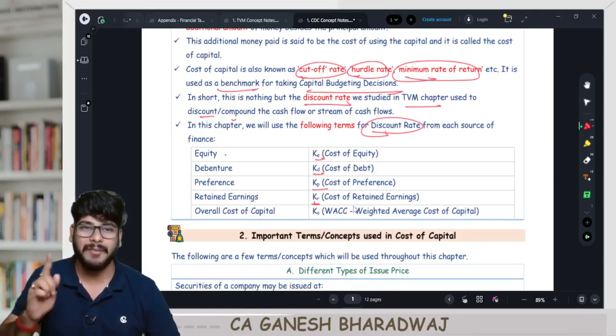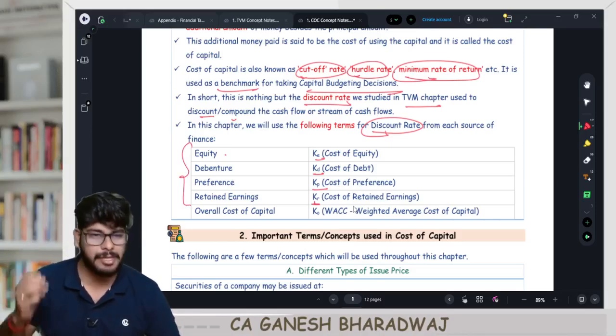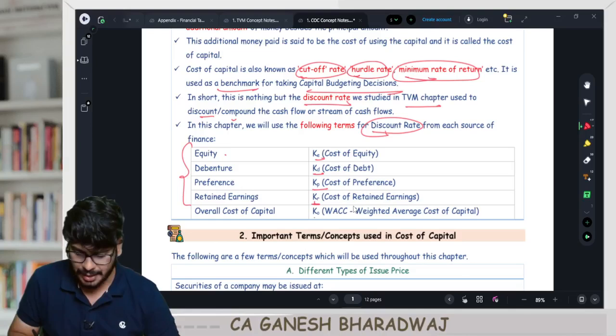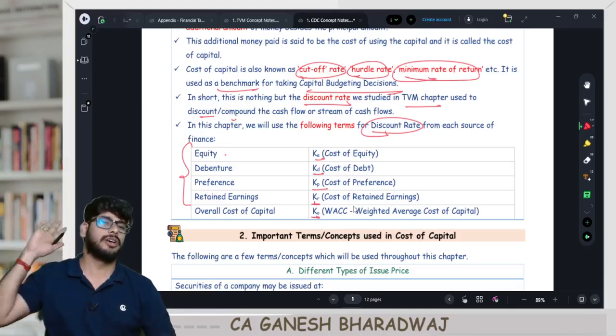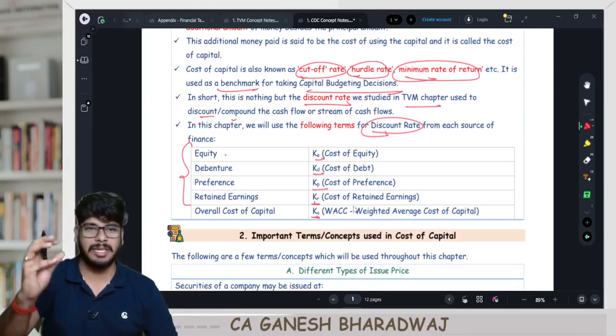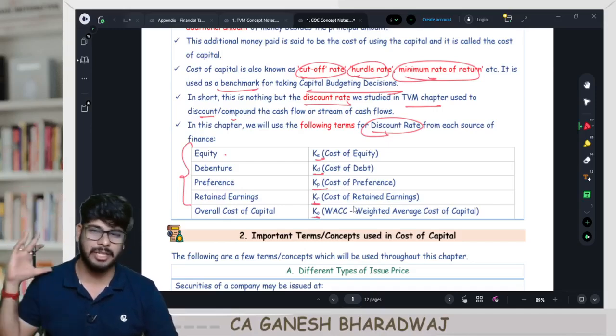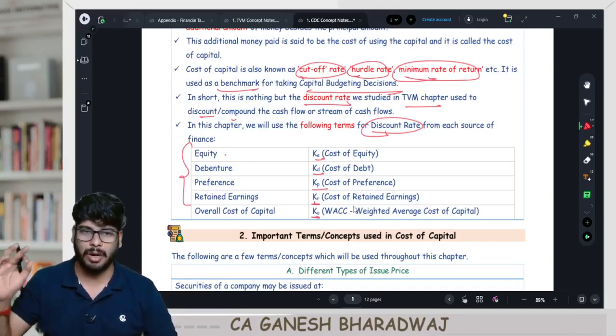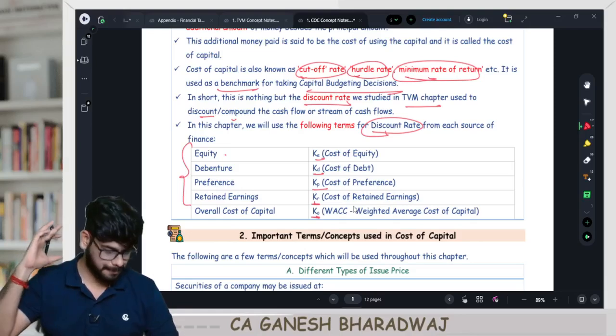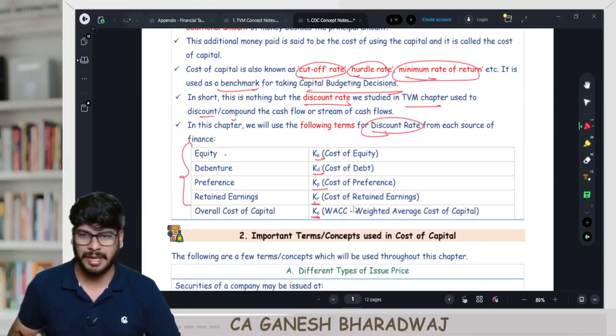WACC stands for what? Weighted average cost of capital. That is nothing but the weighted average of the previous four sources of finance. Clear with this? And it's referred to as KO. Are you all clear with this? This is nothing but a normal discount rate pertaining to every single source of finance. Are you able to understand the introduction? Done? Perfect. Now on this note, shall we get started, guys?